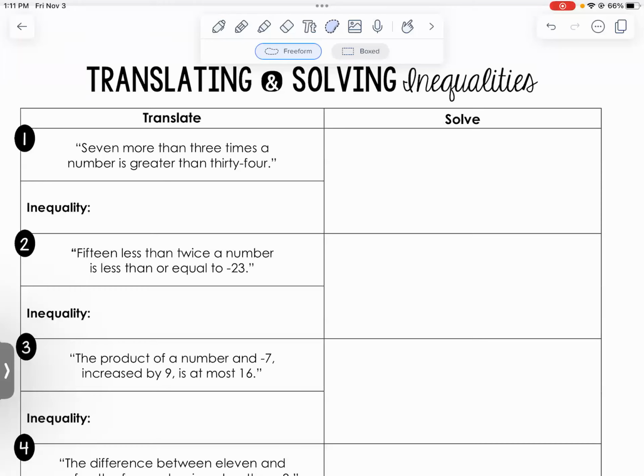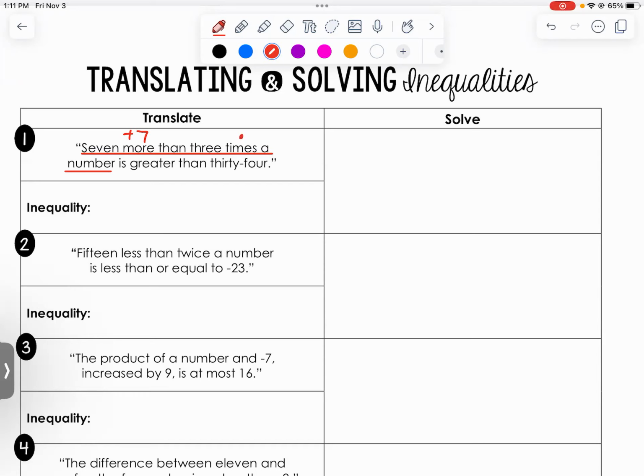Okay. 7 more than 3 times a number. Let's just talk about that. More. What operation is that referring to? Okay, add, subtract, multiply, divide. Add. 7 more means we're adding 7. 7 more than 3 times a number. What operation is that? Okay, that is times.